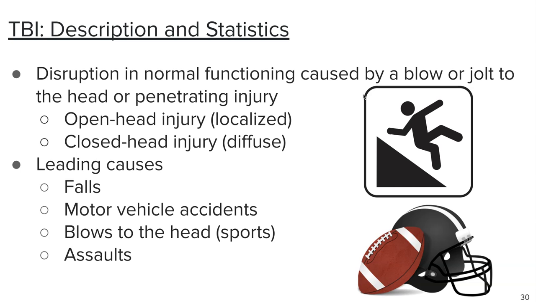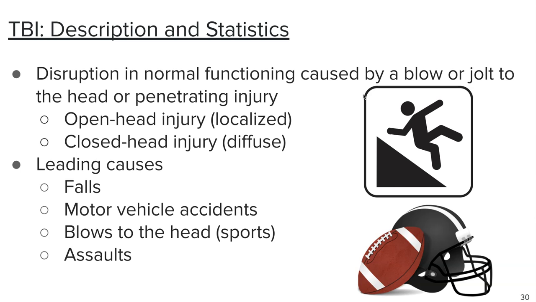And there are two main types of TBIs. There's going to be an open head injury, which is going to be localized, and/or a closed head injury, which is going to be more diffuse. So an open head injury is where something goes through the skull and into the brain. That could be a gunshot, a knife, right? Something going in. It's going to specifically impact the area of the brain that was touched with the bullet, the knife, or whatever goes through your skull.